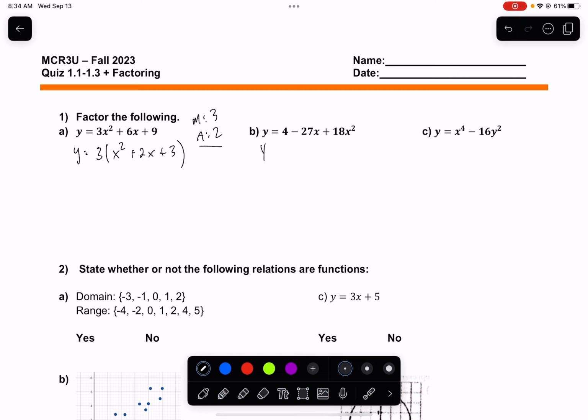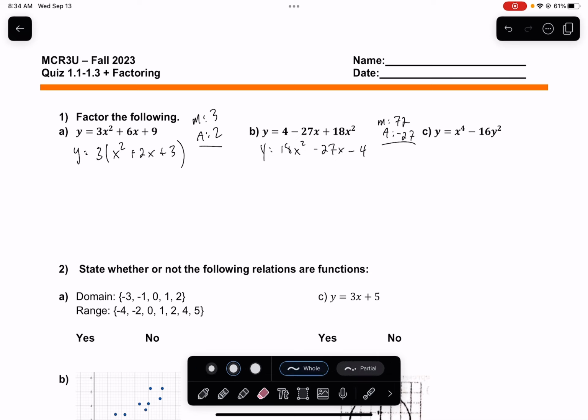I think the next one, at least for my eyes, I'd rewrite the question. You're looking for two numbers that multiply to negative 72 and add to negative 27. What do you think those two numbers are?